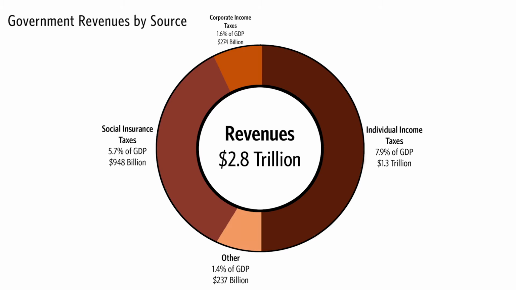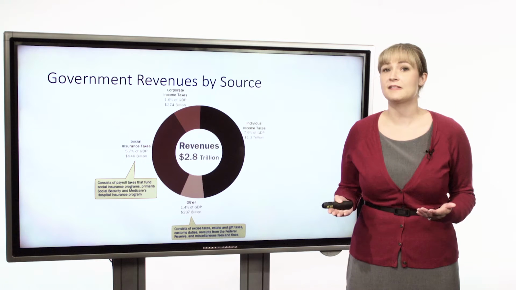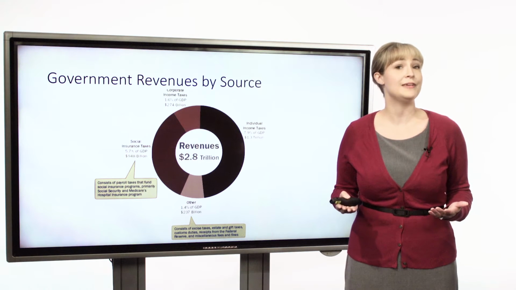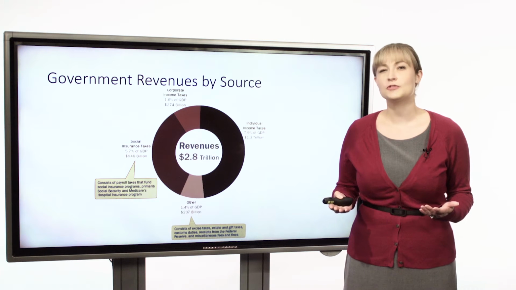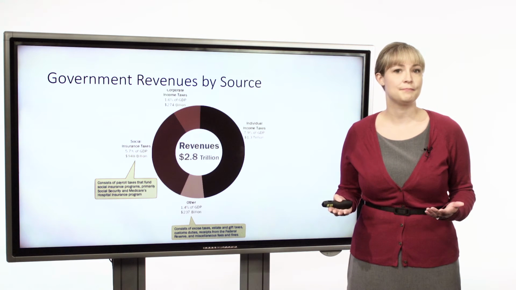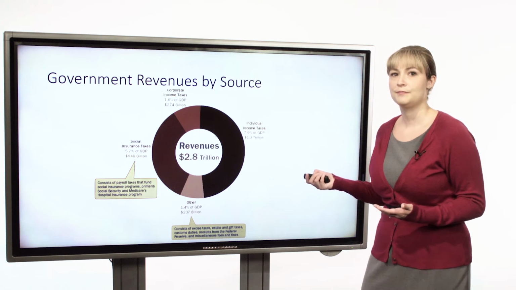Here's another pie chart from the CBO. Notice that the United States takes in about $2.8 trillion in revenues every year. If you recall from Part 1, we learned that the United States government spends about $3.5 trillion each year. This means that they spend approximately $700 billion more than they take in every year. This is called deficit spending. We'll talk more about that in a second. But let's go back to the pie chart.